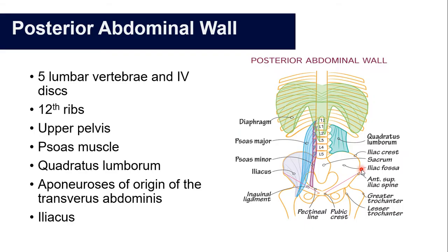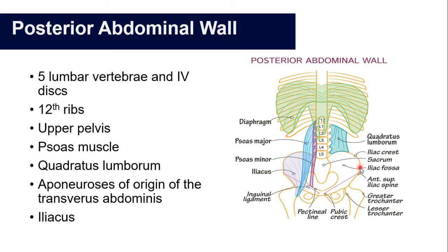Next, after the anterolateral abdominal wall, let's proceed to the posterior abdominal wall. It is formed in the midline by the five lumbar vertebrae. So we have your L1, L2, L3, L4, and L5. Aside from that, it is also formed by your 12 ribs, the one on the right and another one on the left. Additionally, your upper pelvis also forms the posterior abdominal wall.